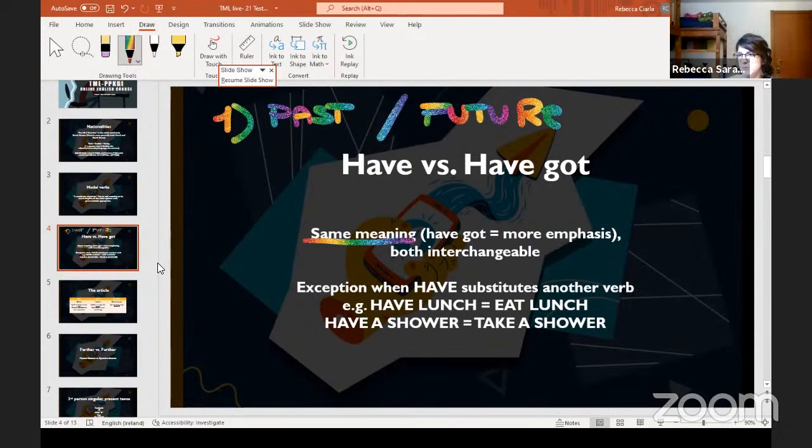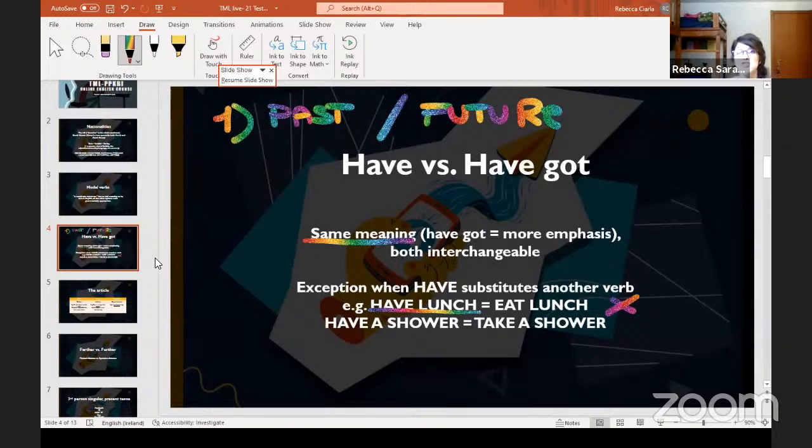So for example, when you say have lunch, I'm gonna have lunch in a few minutes, okay? Have lunch basically is another way to say eat lunch, because you eat your lunch. So in this case, have doesn't mean that you possess the lunch. It means that you're gonna eat it. So in this case, you cannot say have got because it means something else.